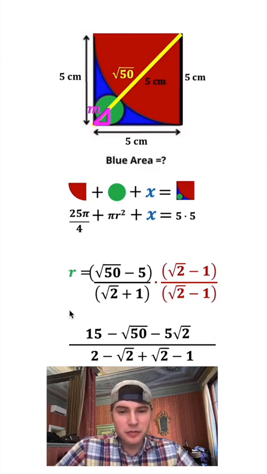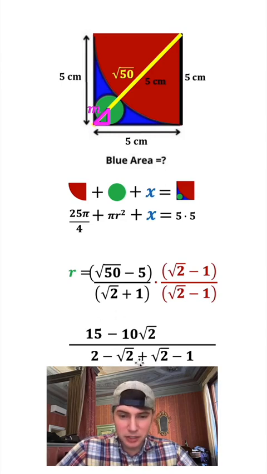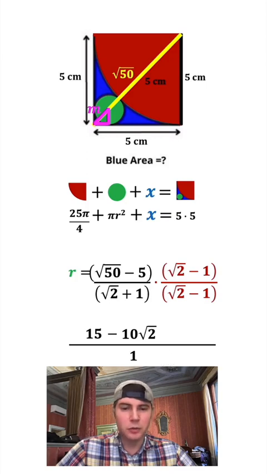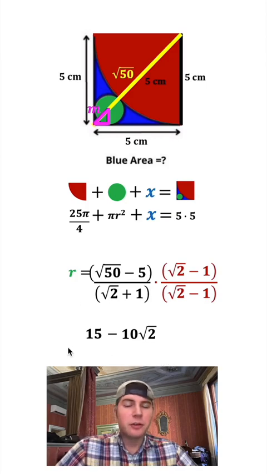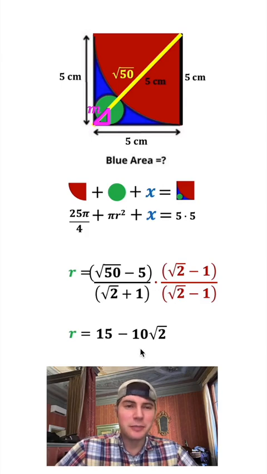Root 50 can be simplified into 5 root 2, and then these can be combined to give us negative 10 root 2. On the bottom, these two terms match, one negative, one positive, so they get rid of each other, and 2 minus 1 is equal to 1. So we don't need the denominator anymore. So now we have solved for green r. It's equal to 15 minus 10 root 2.